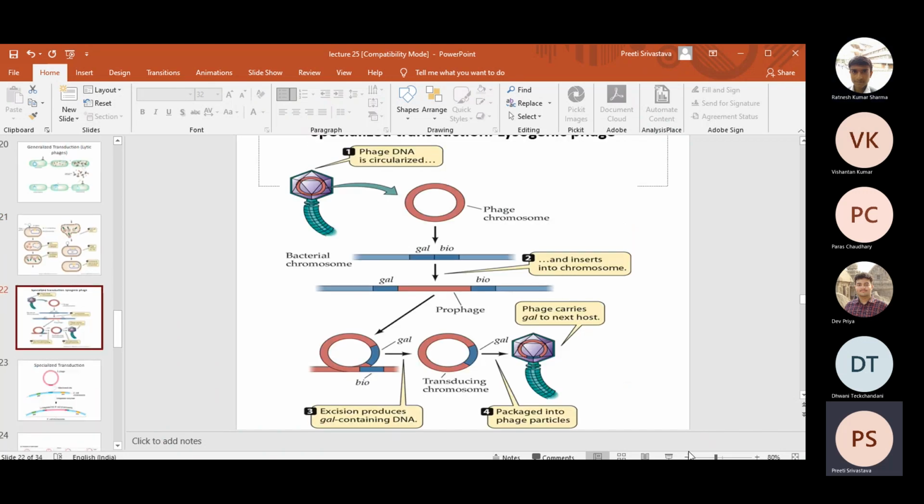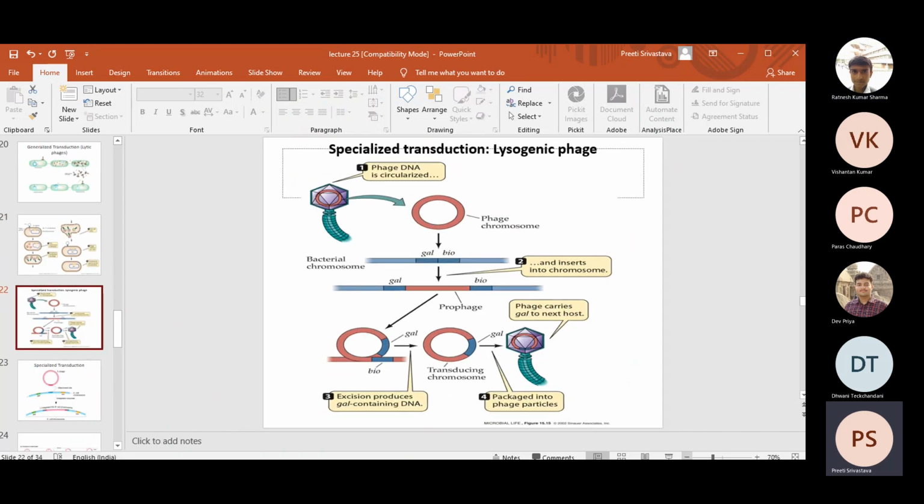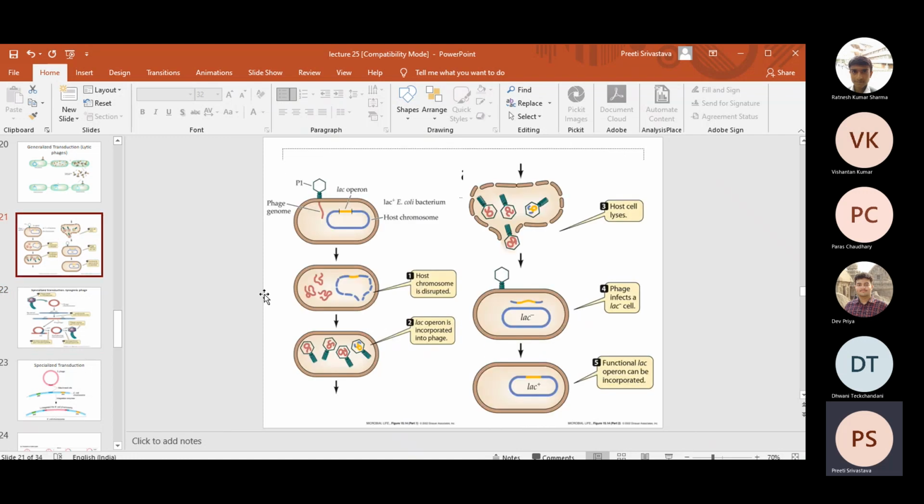Right. So hope generalized transduction is clear, maybe from this diagram. Here they have shown it with the lac operon. This is P1 which has infected. The host chromosome is lac plus. The recipient is lac minus, right? So the phage genome has entered. Phage enzyme has started disrupting the chromosomal DNA, breaking it into smaller pieces.